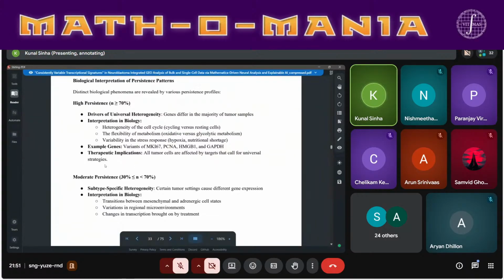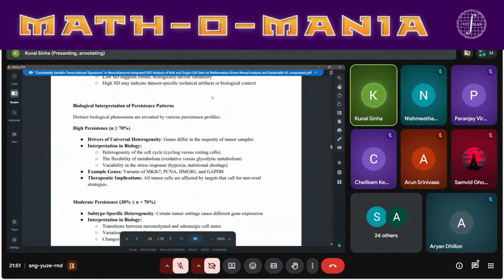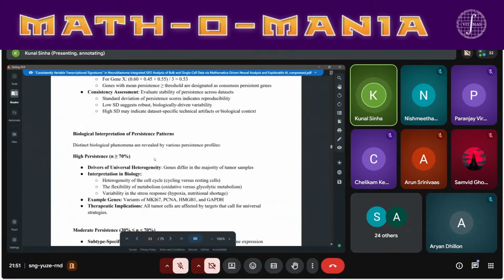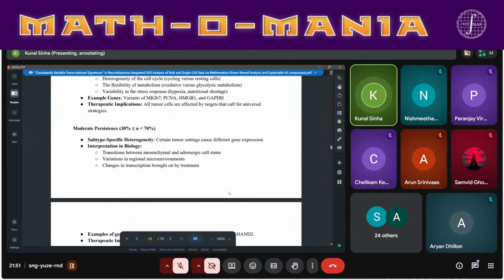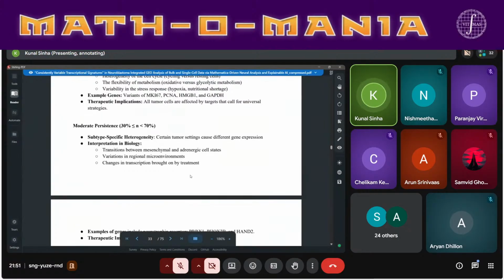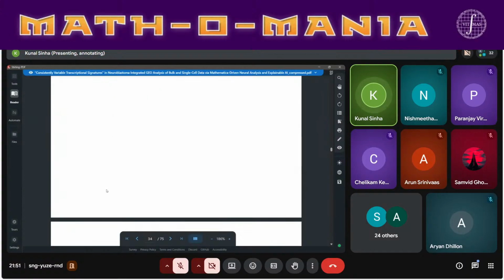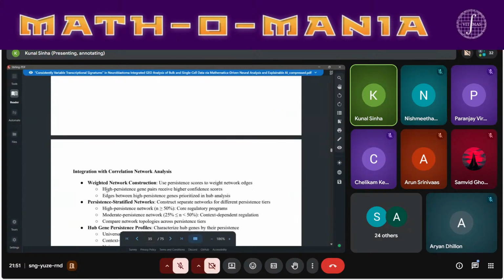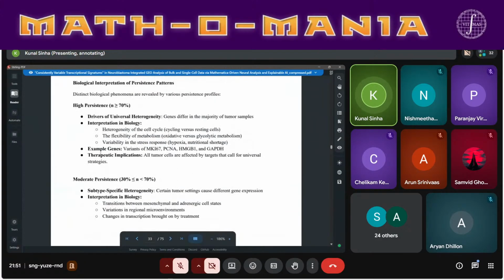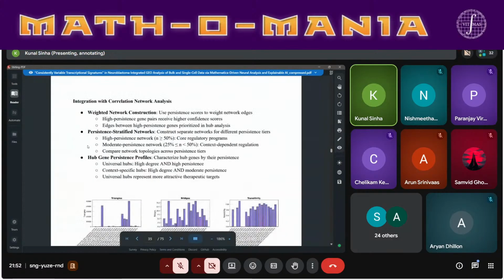Moderate persistence. Now this is just a simple probability thing. It's a very high persistence, so there is a high chance of biological significance. It's a low persistence, so there is a lower chance of biological significance. And very low is a negligible chance, but we can't just rule it out without testing it out anyway. But our priority should go from top to bottom: high, moderate, low, and very low.